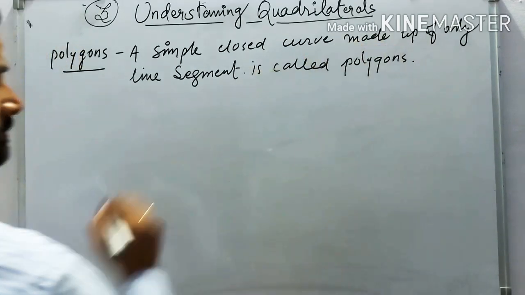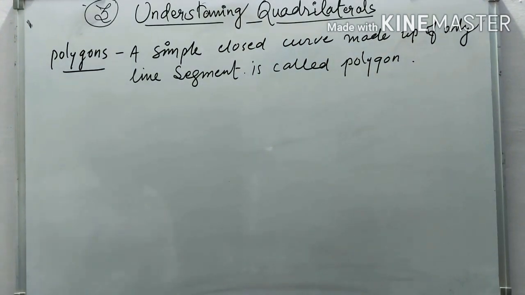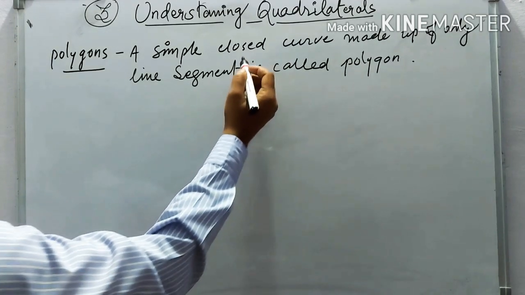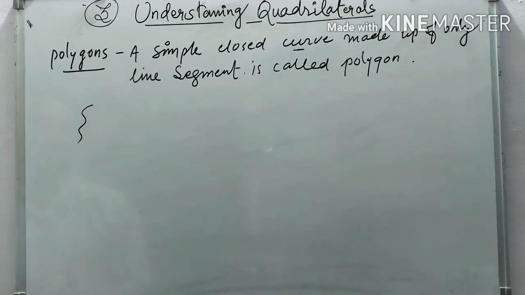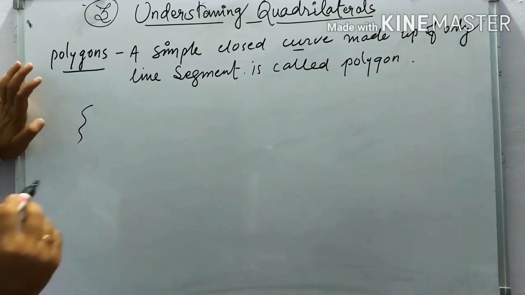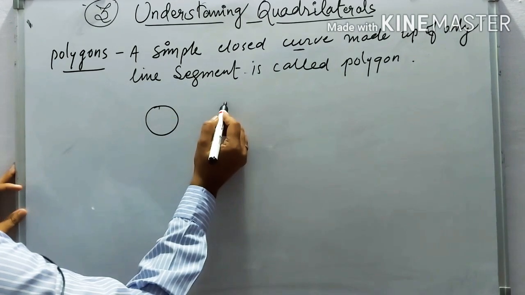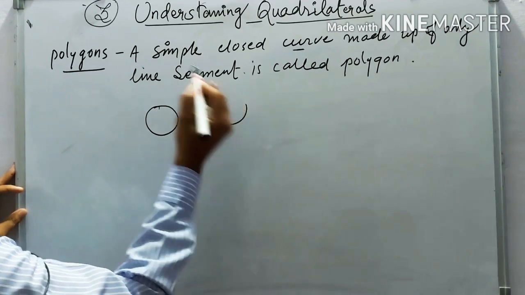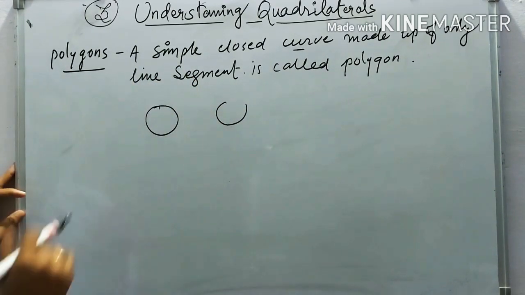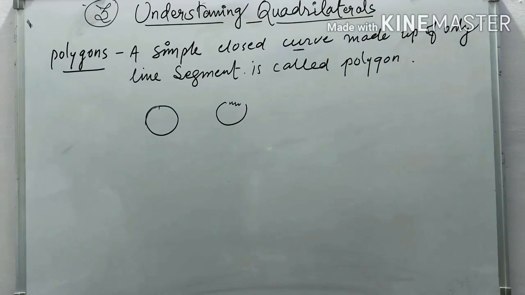That is called a polygon. Of which type of diagram is a polygon? First, a curve: a curve means any line you draw with a pencil. You studied in the previous class that there are two types of curve. This is a closed curve, and this is an open curve. If the ending points are not joined, it is an open curve.